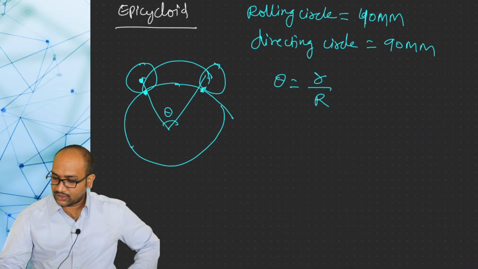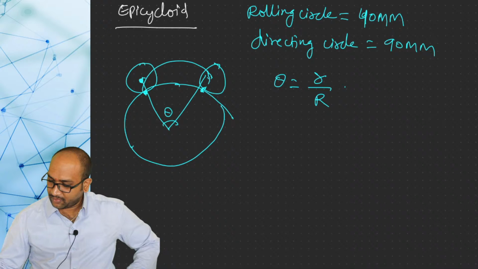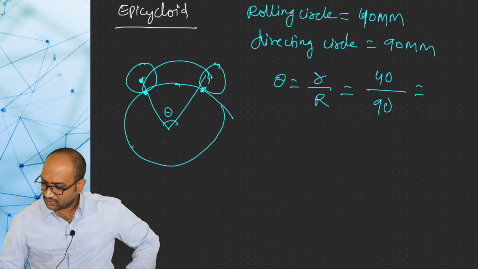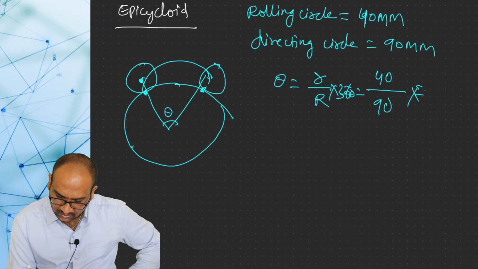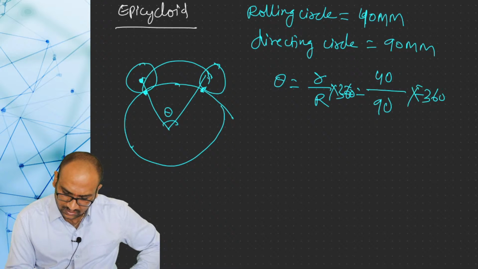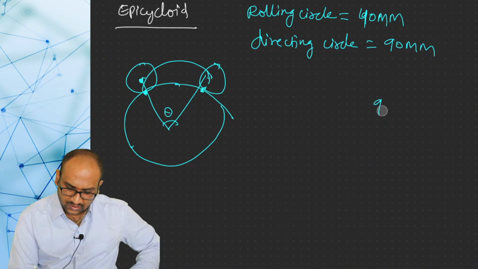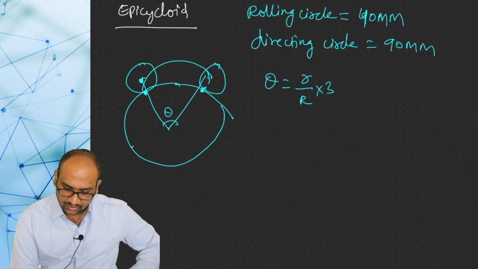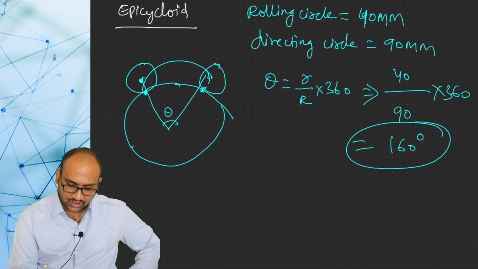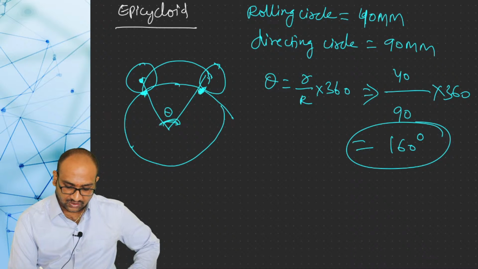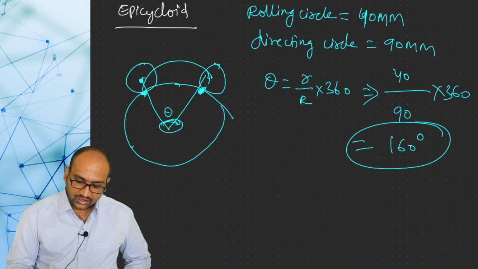Theta is equal to 40 divided by 90 into 360. So, theta is equal to small r by capital R into 360. Here small r is 40 mm and capital R is 90 mm into 360. This angle should be equal to 160 degrees. So, no need to draw the entire directing circle, because our rolling circle is starting from this point and ending will be this point. So, we should find out this angle and draw. No need to draw the entire circle.